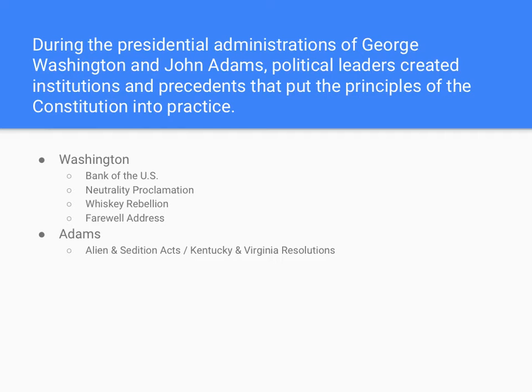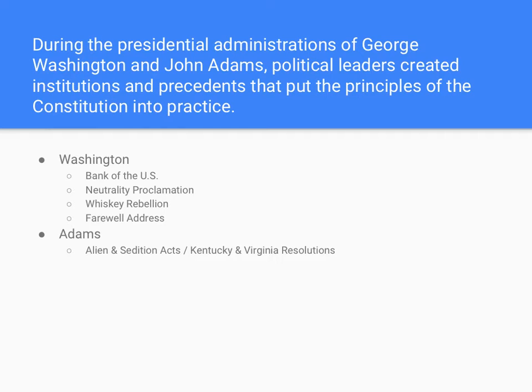Another precedent set by the Washington administration was his response to the Whiskey Rebellion. When the Whiskey Rebellion broke out in Pennsylvania, Washington responded by gathering federal troops and marching those federal troops into Pennsylvania. This illustrated the strength of the federal government, and it showed us that the way that Washington interpreted the Constitution, the federal government had much more power than the state governments, which is also something that's going to lead to the creation of the first political parties.